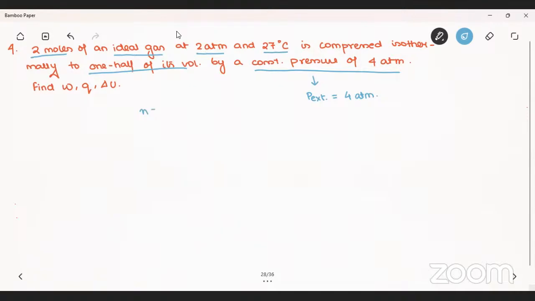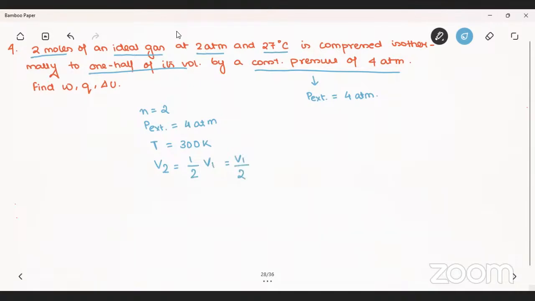What is given? So let's write. n is equal to 2. Then P external is 4 atm. Temperature is 27 degrees Celsius, means 300 Kelvin. And the final volume is said to be 1/2 of its initial volume. 1/2 means only half. Don't make this mistake. I have written this language for that reason only. So V2 is V1 by 2.